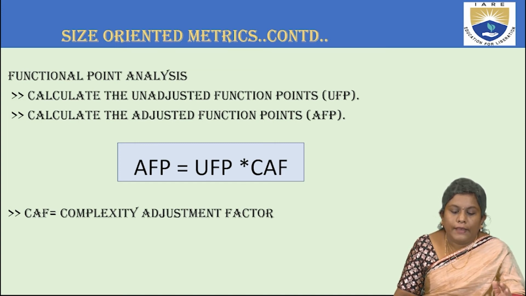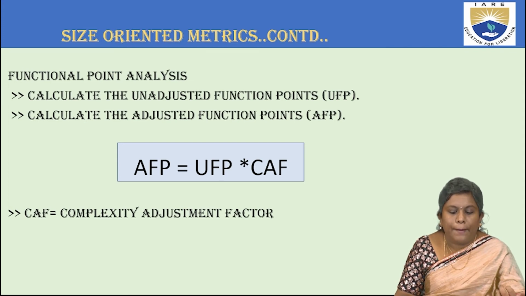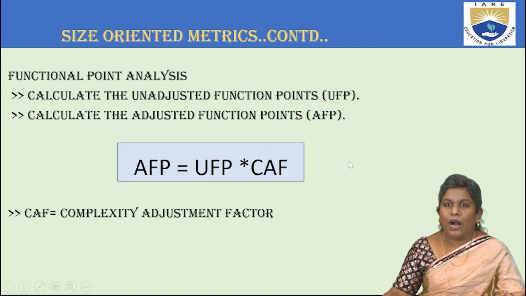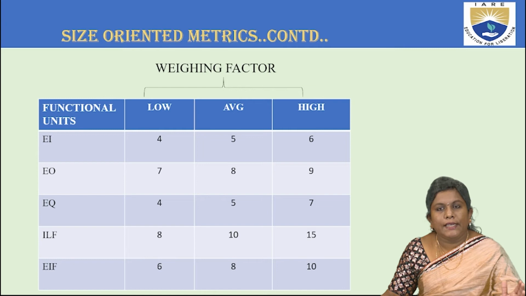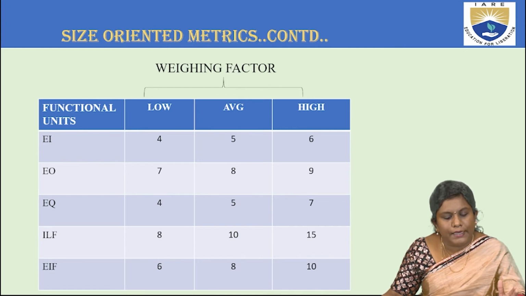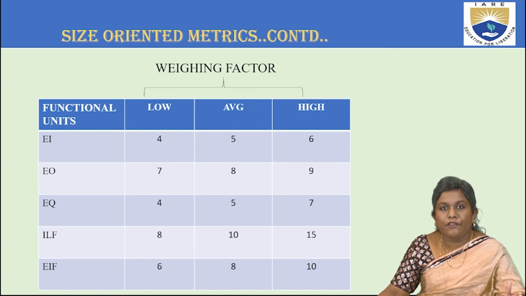Looking at the formula, the product of UFP and CAF gives us the adjusted function points. But how do you calculate CAF? CAF stands for complexity adjustment factor. So how do you calculate all these parameters and the formula that has been stated? We just have to have a look at this particular table here. This table is talking about the functional units. What are the functional units? EI, external input, EO, external output, EQ, external enquiry, internal files, and external interface files, right? ILF and EIF.